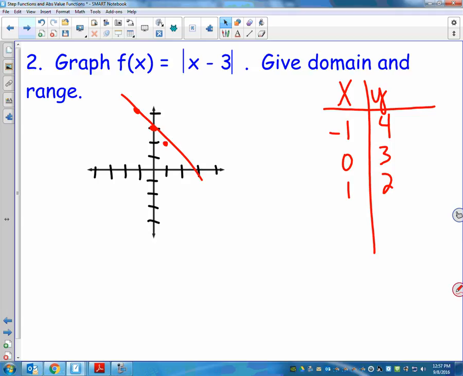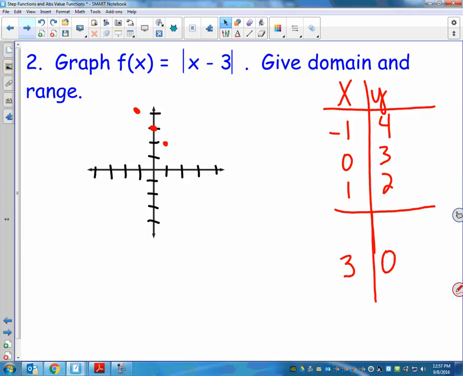Right? So when you're picking points, you either have to pick enough points until you get the V shape, or I can give you a hint on what kind of points you should pick. You should start with what makes that go to 0. Like, what number could you pick for x that would give you a 0 for y? 3. So if I pick 3 here, I'm going to get 0.